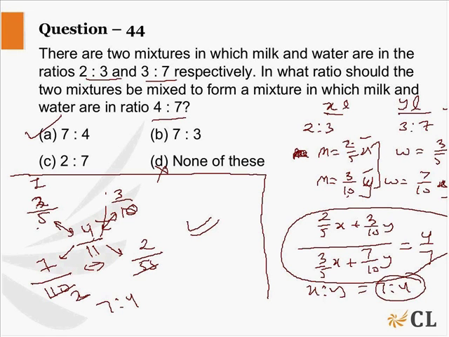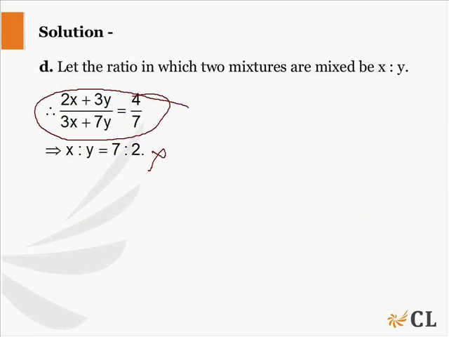Alligation you must have read in your classes. Okay, so final answer is 7:4. Okay. Next.